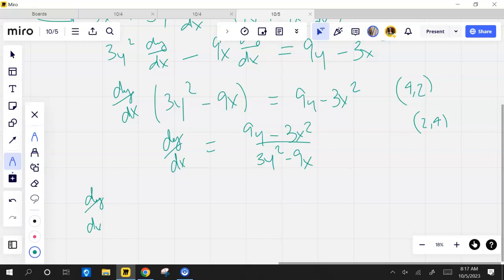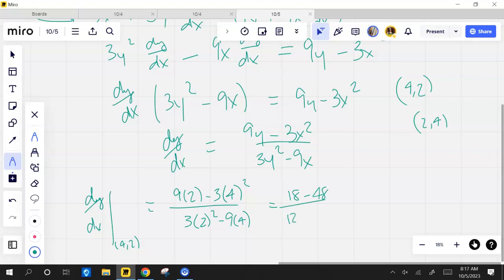Slope at 4, 2 would be 9 times 2 minus 3 times 4 squared over 3 times 2 squared minus 9 times 4. 18 minus 16 times 3. 32, what? 32 plus 16, 48, is that right? 12 minus 36. So that would be negative 30 over negative, what? 4?